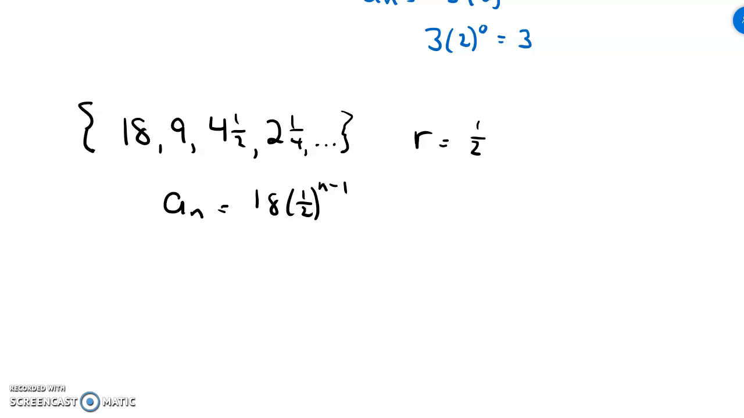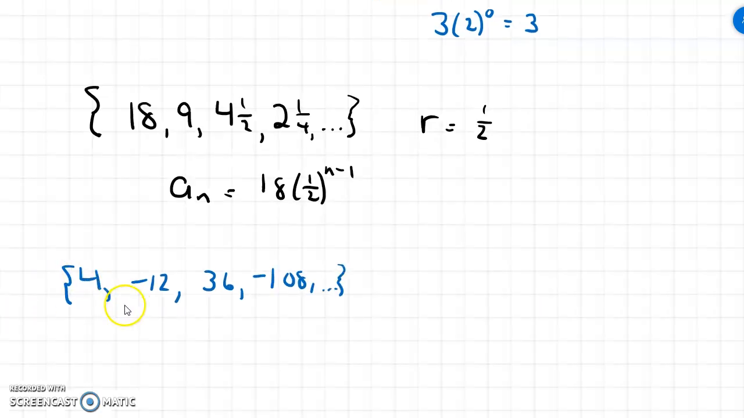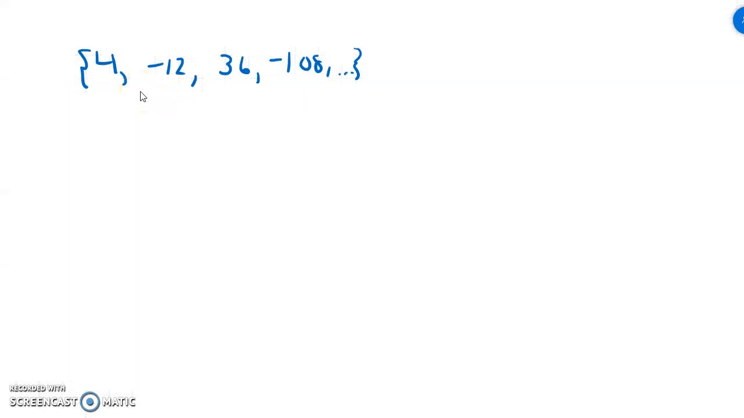All right, what if I did this? What if I set up a sequence like so? I've got this sequence that goes 4, -12, +36, -108, and it just keeps going. So this sequence looks a little bit different from the other ones in that the signs alternate. So what do I do when the signs alternate?